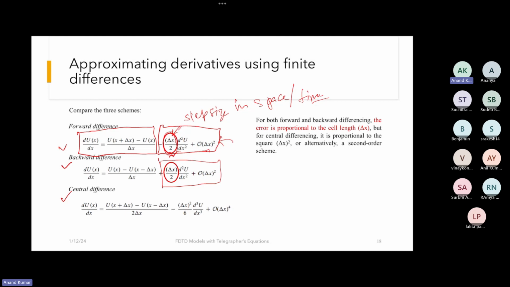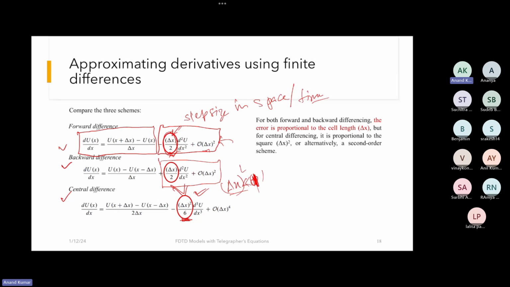terms. But in case of central difference scheme, what you see is the highest term which we are ignoring is proportional to delta x square by 6 term. So this term is much smaller than the delta x by 2. So the amount of error which we incur in central difference scheme is much smaller than the forward difference. And I'm saying this much smaller because delta x is less than 1. Sorry, less than 1. So delta x is less than 1.